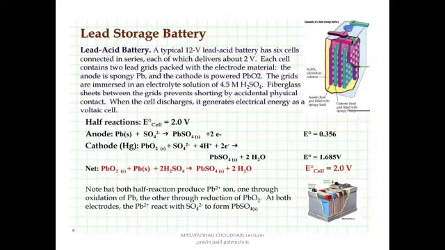It is typically a 12 volt lead acid battery which has 6 cells connected in series. What is the meaning of the 6 cells? 6 anodes and 6 cathodes, and each of them delivers 2 volts. Each one contains 2 lead grids packed with an electrode material. An anode is spongy lead and cathode is powdered PbO2.